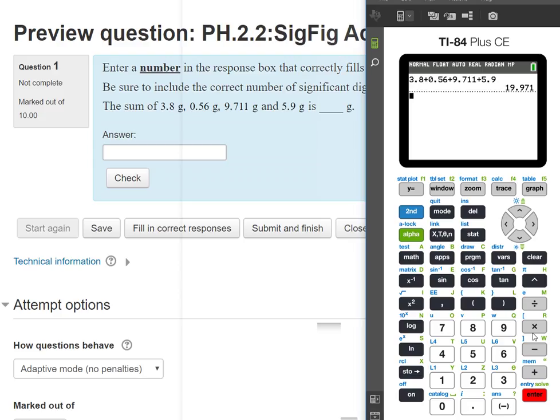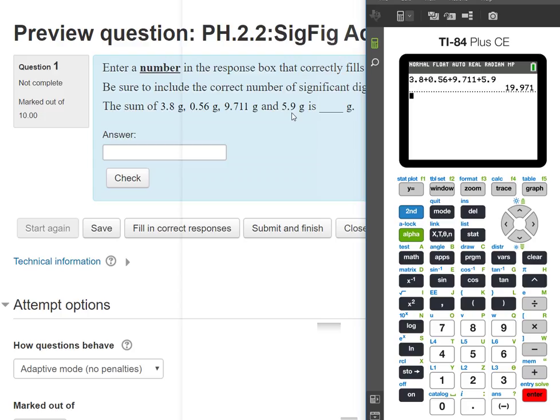Okay, when you're adding or subtracting a bunch of measured quantities, what you do is you add it up and you can only retain the least precise digit. Does that make sense? So if you look at these, it looks like this one is measured to 1/10 of a gram, to 100th of a gram, to 1,000th of a gram, and to 1/10 of a gram. Well, what's the least precise digit up there?